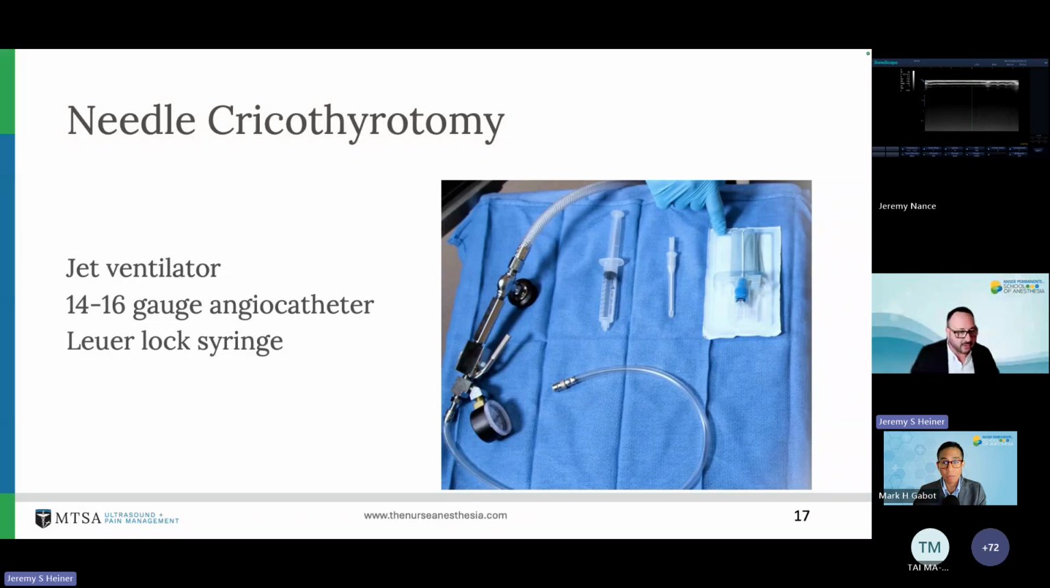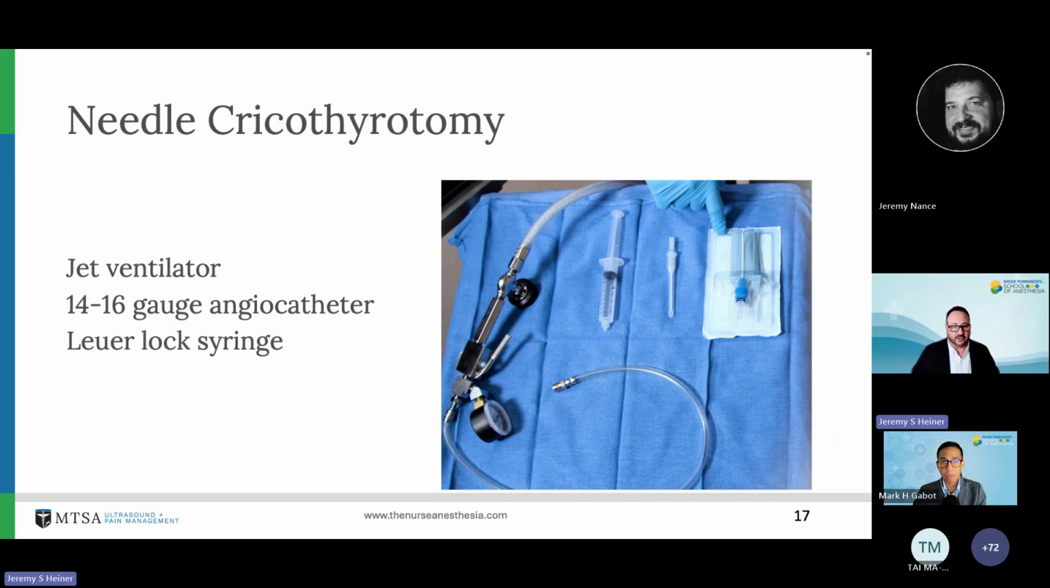There is the needle cricothyrotomy. There is the wire-guided or stylet-induced type of cricothyrotomy, which allows you to put a little bit bigger of a tube in instead of just an angiocatheter into the airway. And then there's the surgical or bougie-assisted technique, which we talked about a little bit earlier. We're going to show you a little more information about those.